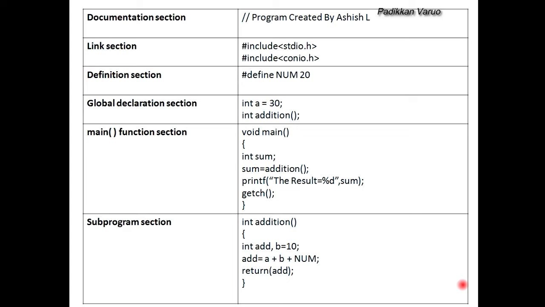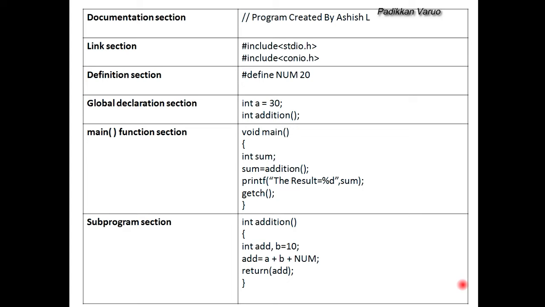The next one is the definition section. It is used to deal with symbolic constants with the help of #define directives, etc. So here we have defined a constant named num with a value 20. So it is used to deal with the symbolic constant. That is the definition section.